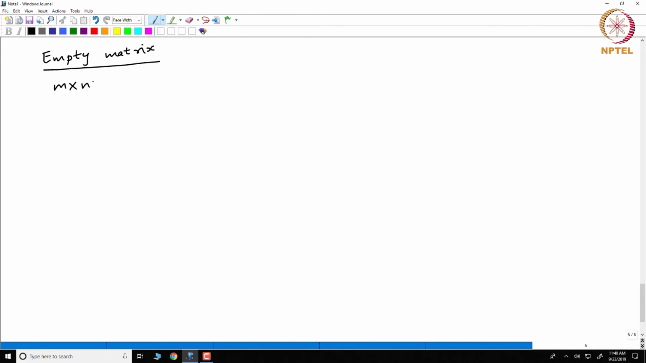why do we get one of them 0? We will see that it's easy to generalize a few things by taking either the number of rows or the number of columns as 0. If either m or n or both are 0, then we get what is known as an empty matrix. So, if m is 0 or n is 0 or m and n both are 0, the matrix is said to be empty.